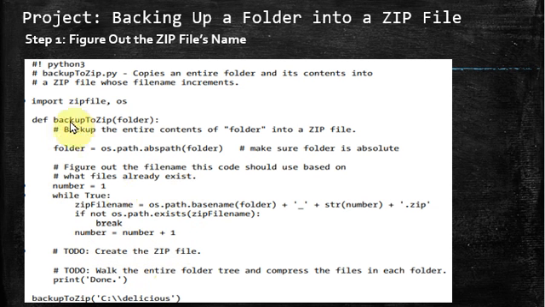Within this backup to zip, we said that we are going to pass the string path of the folder which you want to back up. This function is going to determine what file name to use for the zip file that will be created. After that, the next part is you're going to create the zip file. Then the next thing, we are going to walk through the entire folder tree and compress the files in each of the folders.